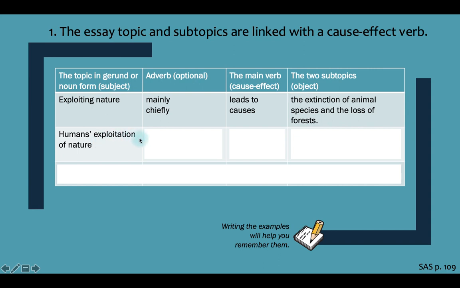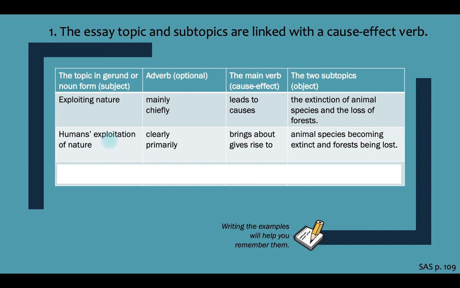Humans' exploitation of nature. So now we're using a noun phrase instead of a gerund phrase. Clearly brings about animal species becoming extinct and forests being lost.